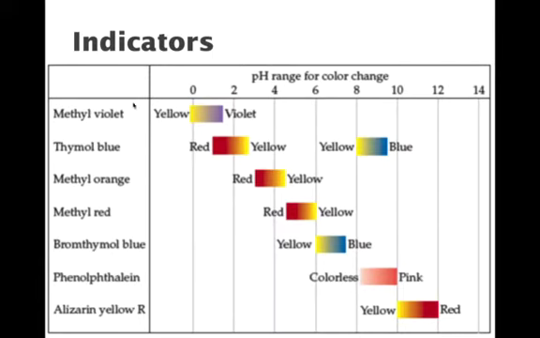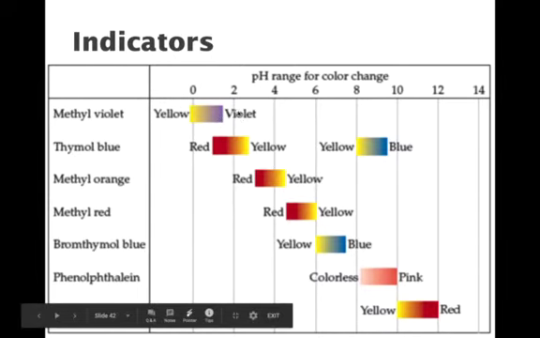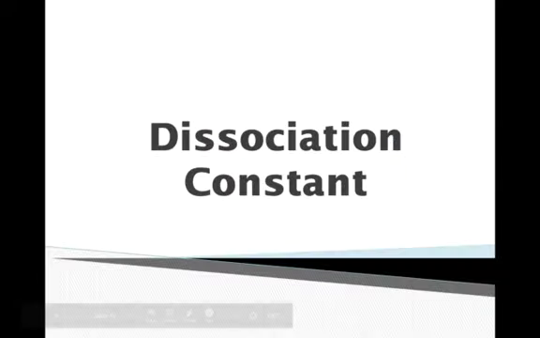Here are a couple other types of indicators. This chart shows you what range of pHs they measure for and what color change you would observe if you use them. So as you can see, you can really find an indicator for any pH range you're interested in.